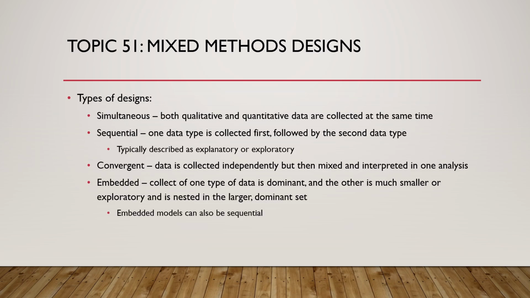The types of designs are simultaneous: both qualitative and quantitative data are collected at the same time. Sequential: one data type is collected first, followed by the second data type, typically described as explanatory or exploratory. Convergent: data is collected independently, but then mixed and interpreted in one analysis. Embedded: collection of one type of data is dominant, and the other is much smaller or exploratory, and is nested in the larger dominant set. Embedded models can also be sequential.